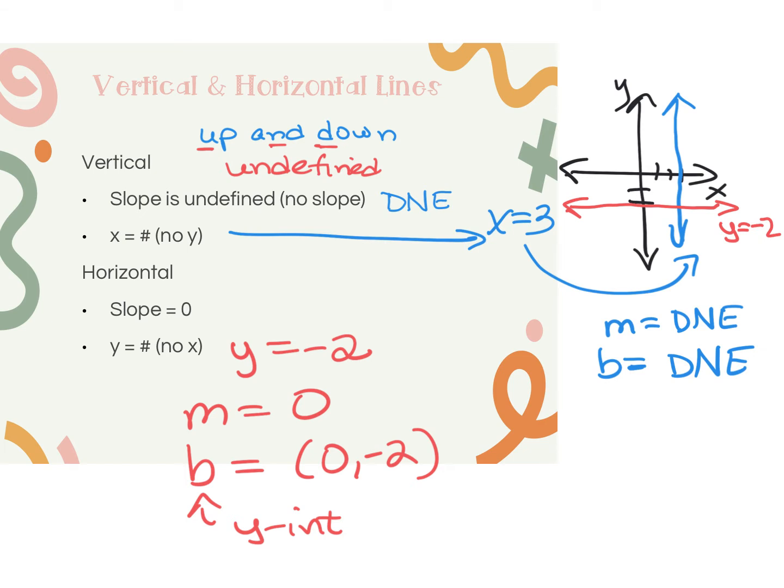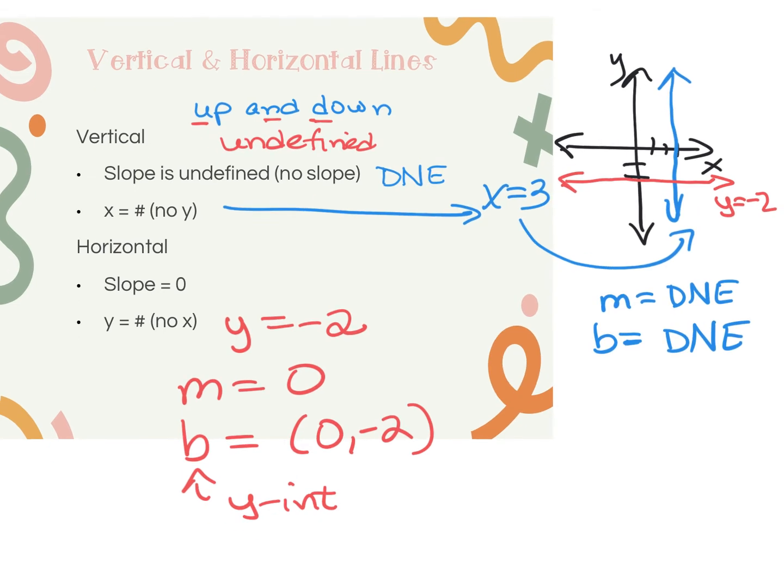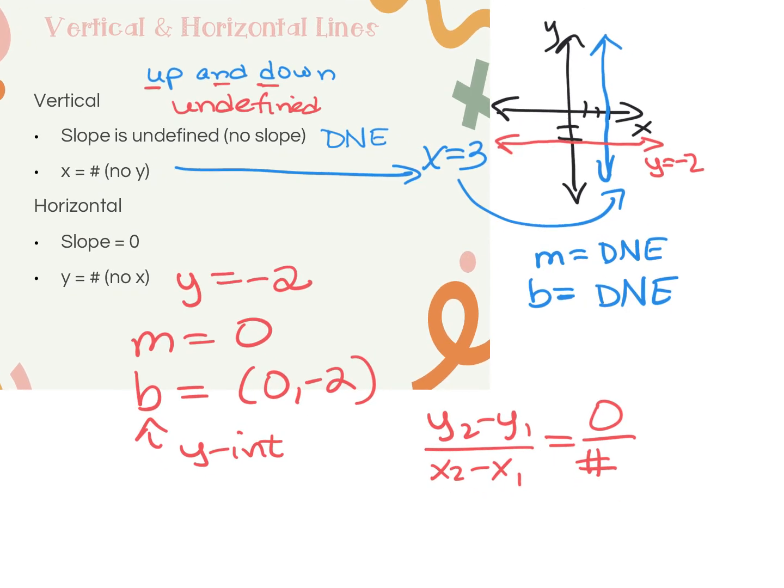Now, when you're doing the slope formula, you're going to be subtracting the two coordinates. When it's a horizontal slope, what's going to happen is, after you do this formula, y2 minus y1 over x2 minus x1, for the horizontal line, you're going to get a 0 on the top, and then the bottom will have a number. So when this happens, this fraction simplifies to 0.